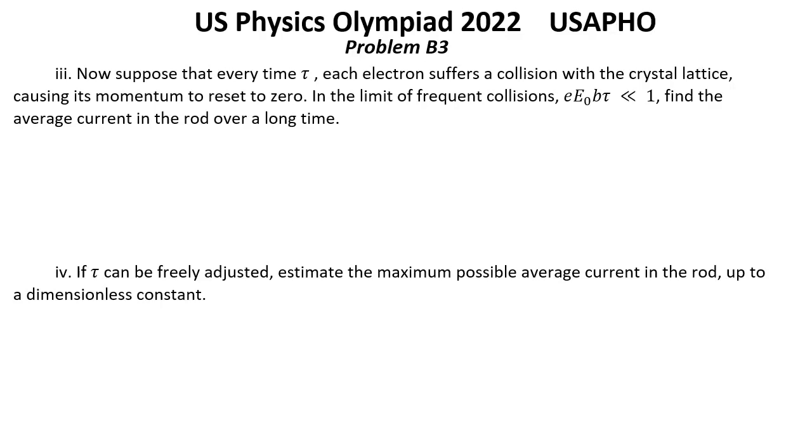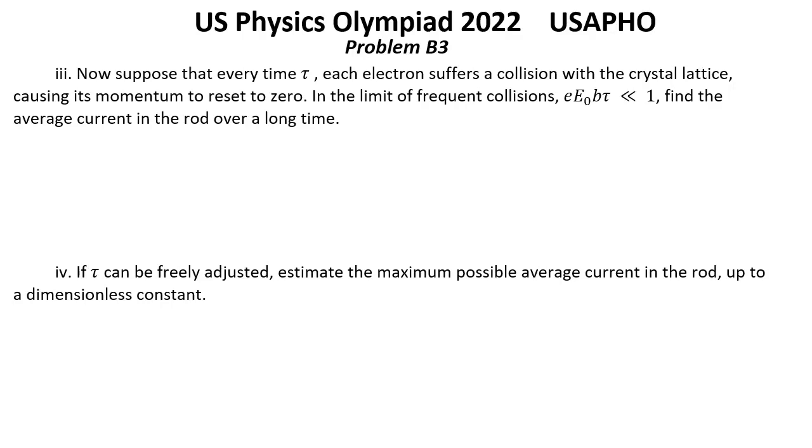Third, now suppose that every time tau, each electron suffers a collision with the crystal lattice, causing its momentum to reset to 0. In the limit of frequent collisions, e E0 b tau much less than 1, find the average current in the rod over a long time.